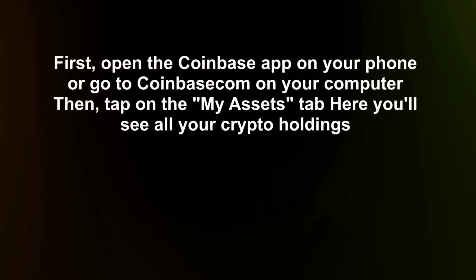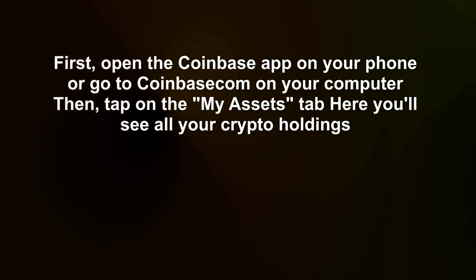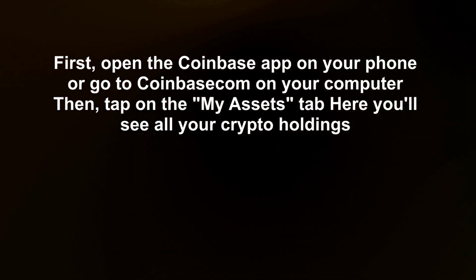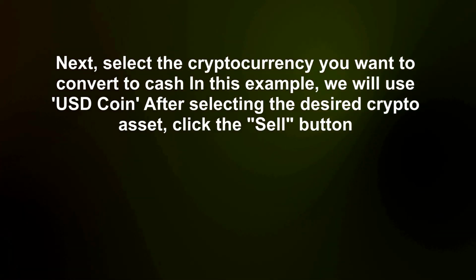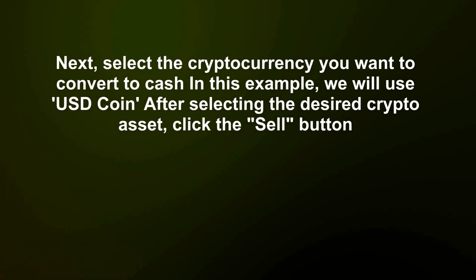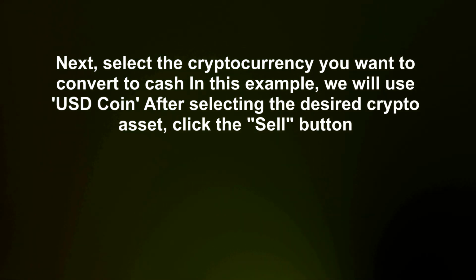First, open the Coinbase app on your phone or go to Coinbase.com on your computer, then tap on the My Assets tab. Here you'll see all your crypto holdings. Next, select the cryptocurrency you want to convert to cash. In this example, we will use USD Coin.